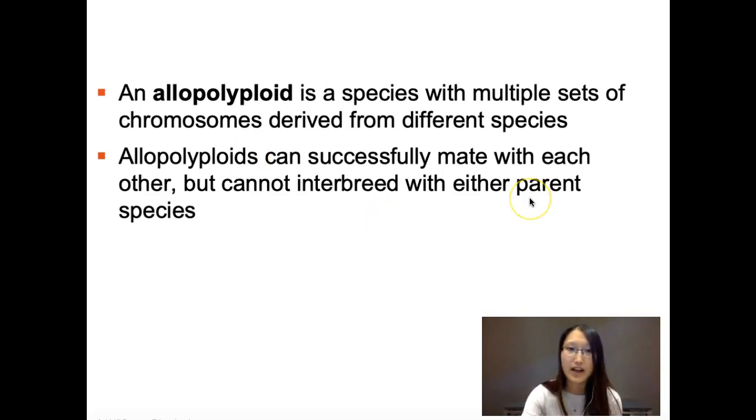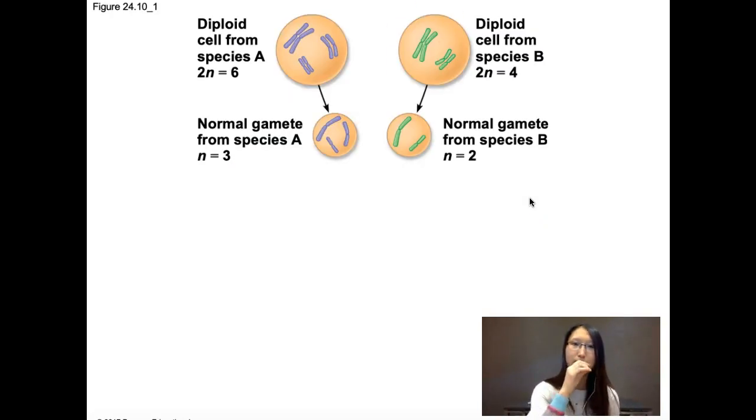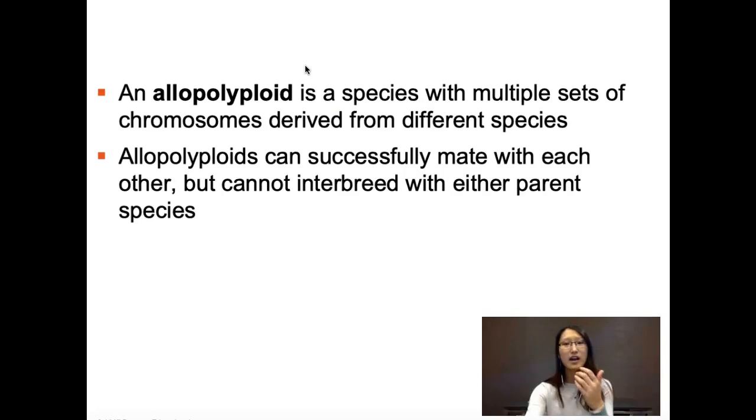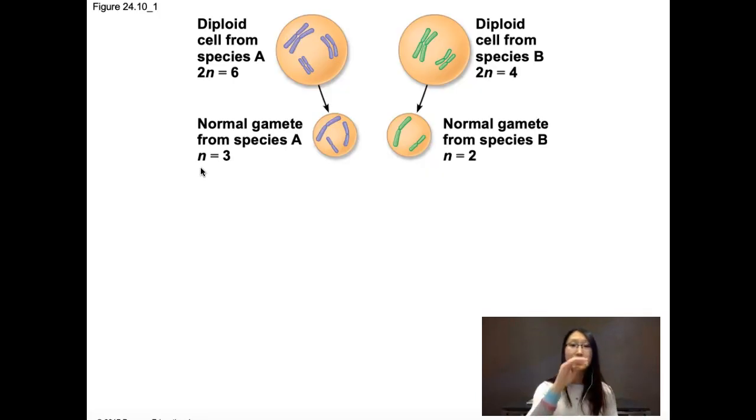These cannot interbreed with either parent species usually. So let's take a look at how this could work. Generally, it says allopolyploid usually can't mate with either parent species. This usually is because of the difference in chromosome numbers. They're just too different. It doesn't work. So let's see how this works, or how this doesn't work, I guess.